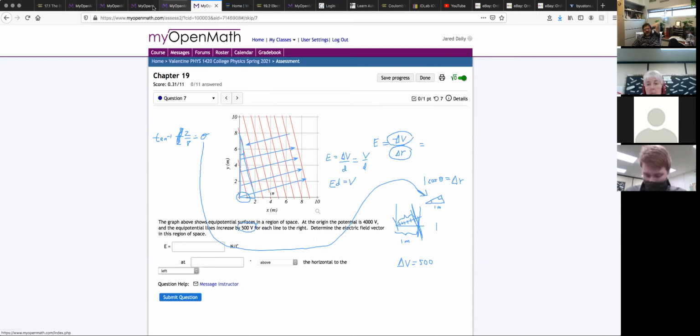And this actually illustrates something that is always good to remember about potential and electric field. So I'm going to erase all this. Does anybody need this anymore?